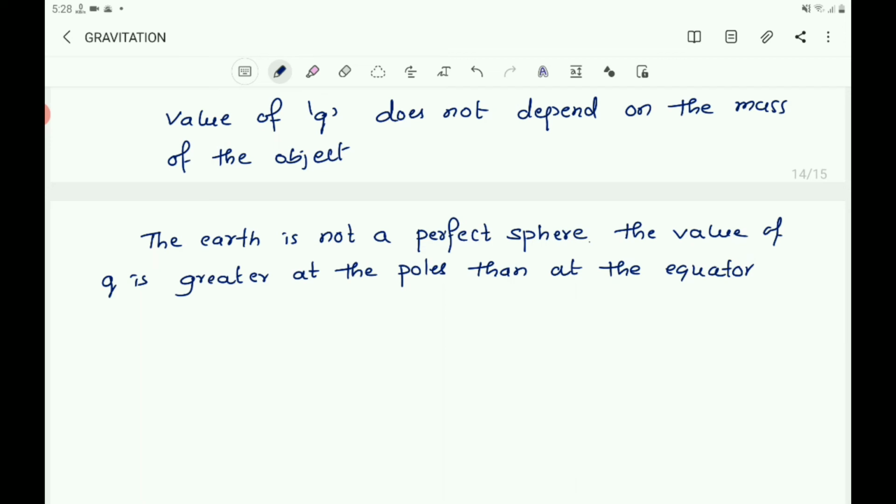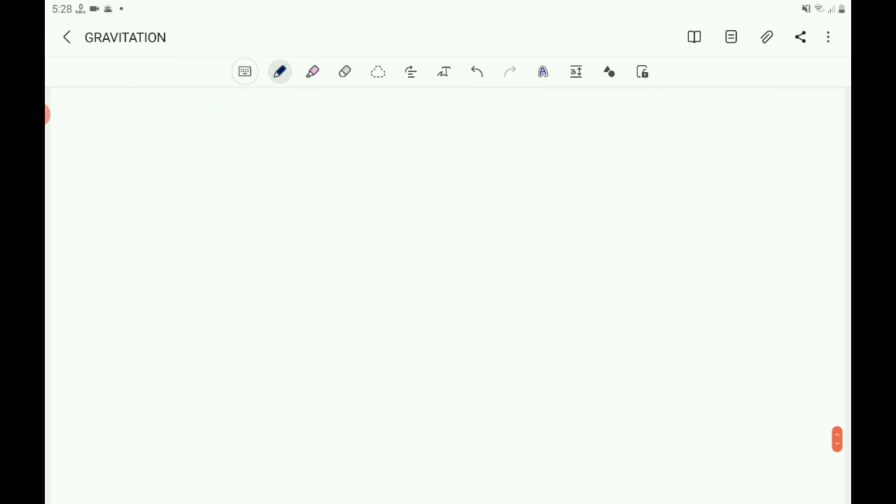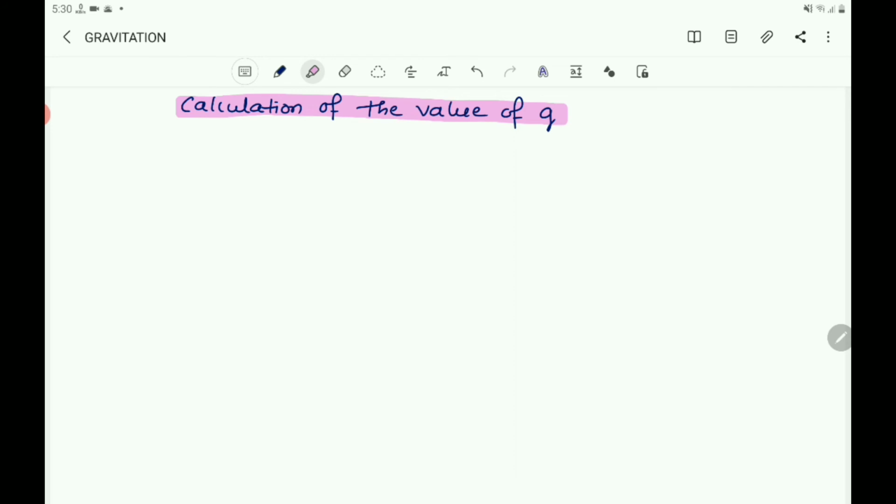Then what is the value of g? So write calculation of the value of g. So write it is small letter g because the symbol of the acceleration due to gravity is g. Then here write the formula for g.